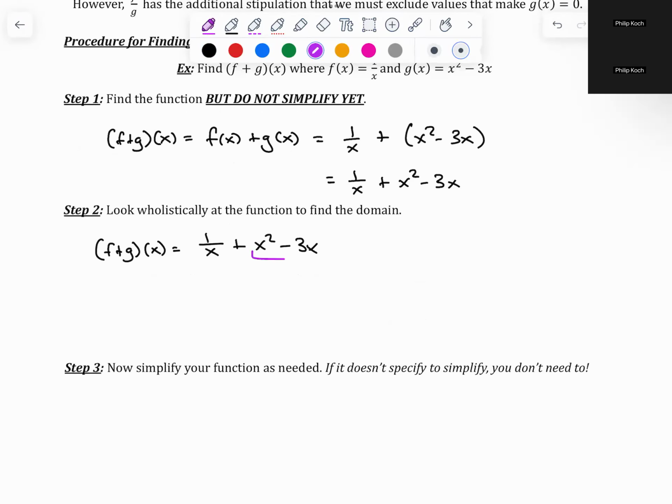Now this x squared minus 3x, does that have any issues? Is there any value of x that I cannot plug into that portion of the function?